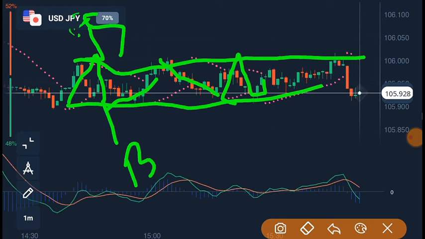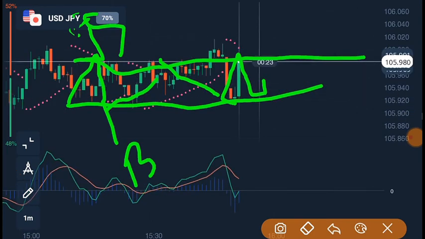So no matter what you see on the stochastic, you have to know how the price moves on the chart. This is basic support and resistance, and I have several videos on my channel teaching you support and resistance.